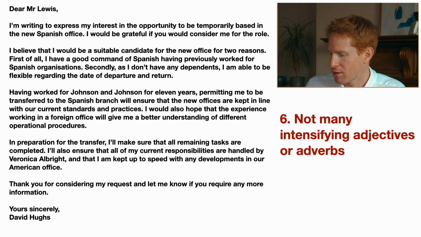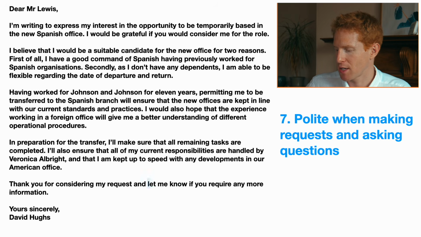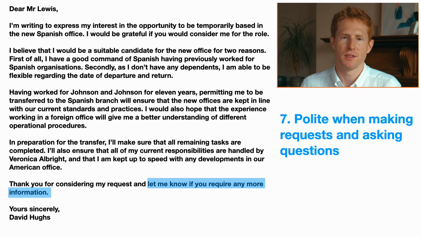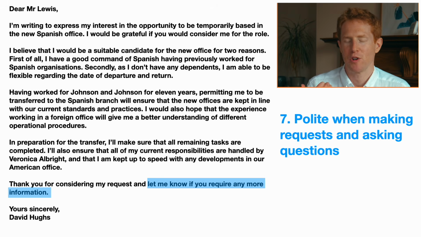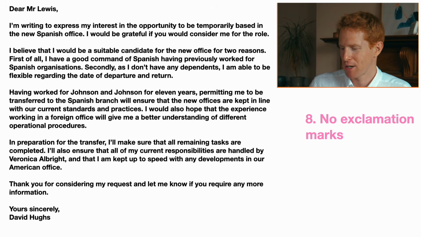Not many intensifying adjectives or adverbs. I don't think we've got any in here. And then we're polite when making requests and asking questions. So let me know if you require any more information. So we're not saying, tell me if you have a question. It's please let me know if you require any more information. We don't have any exclamation marks.